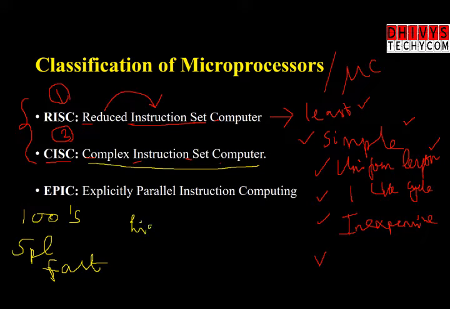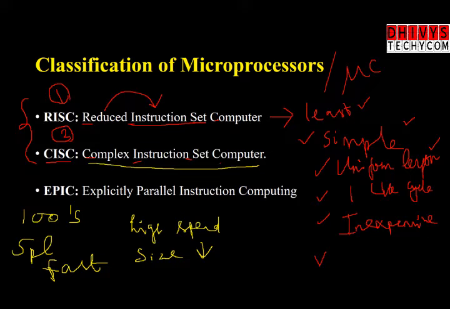Since you have an increased number of instruction sets, the size of the program will be very small, and the memory occupied by the program will also be very small. The speed of execution is obviously high, right? These are the major differences between RISC and CISC.